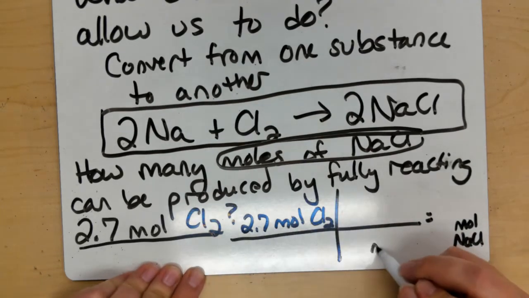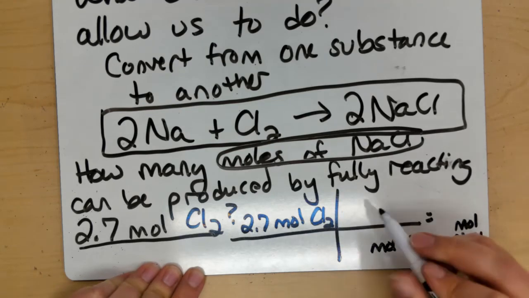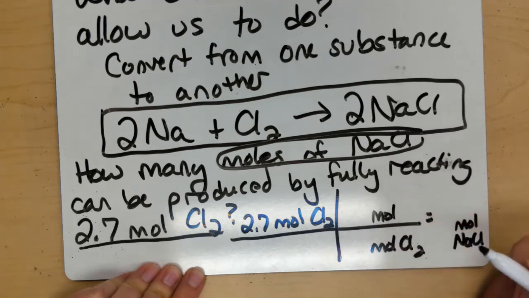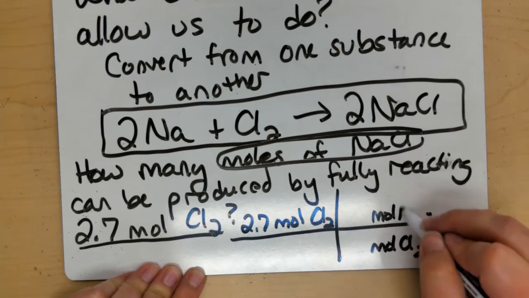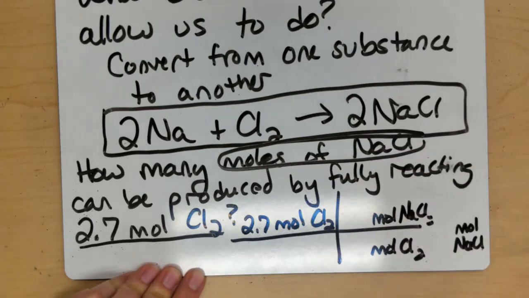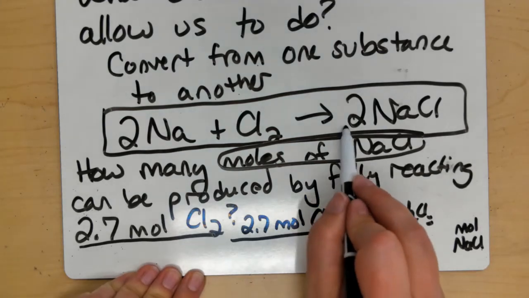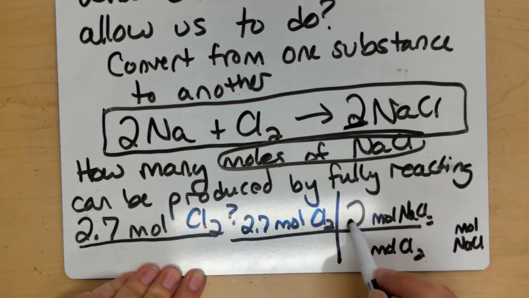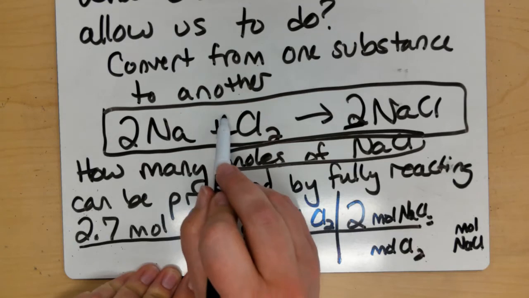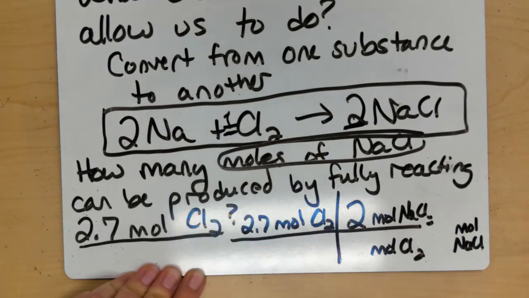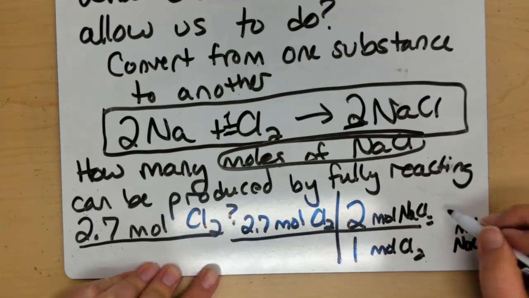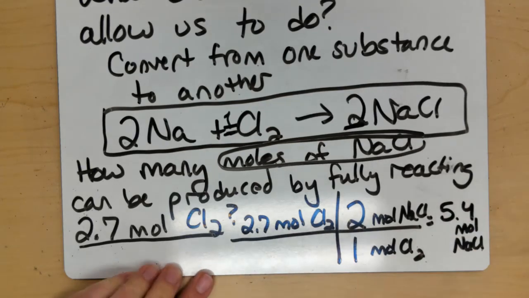So I take moles of chlorine and move it down. And I can put moles of whatever other substance I'm interested in on the top. To get the numbers for this, I'm going to use the coefficients from the balanced equation. So for sodium chloride, that would be 2. For chlorine, that would be 1. Remember, if we don't see a coefficient, that means the coefficient is 1. So 2 times 2.7 divided by 1 gives me 5.4 moles of sodium chloride.